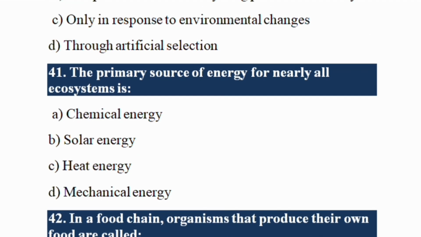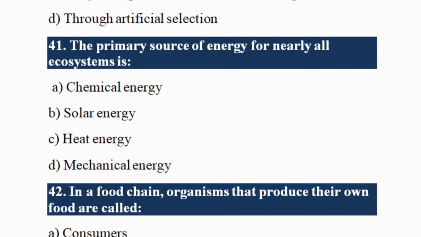So next is for you, you have to answer this MCQ in the comment section. In a food chain, organisms that produce their food are called consumers, decomposers, producers, or predators.